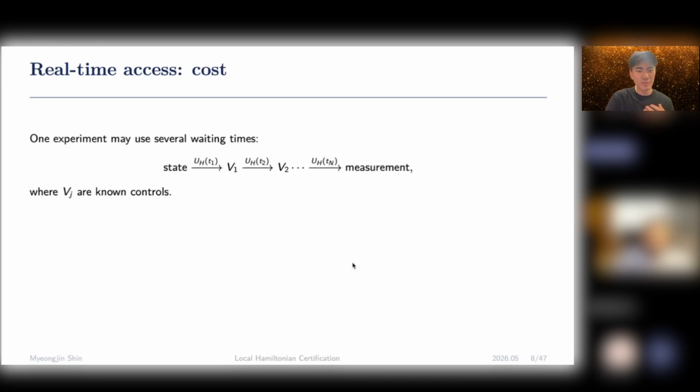So in one experiment of the dynamics model of the Hamiltonian, we can use several queries to the dynamics. So we can prepare a state and then apply the evolution e to the minus iHt1, then apply a known unitary, which is called a control V1, and then apply the time evolution, then apply the known unitary V2, and repeat this procedure, and then do some measurements. We do these experiments in the real-time dynamics model and try to learn H or certify H.